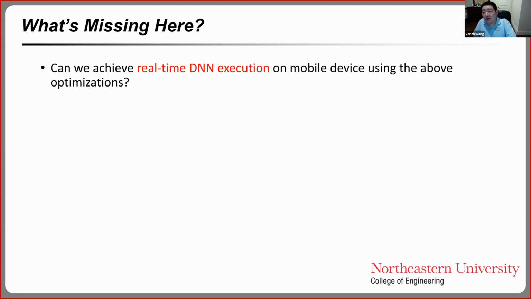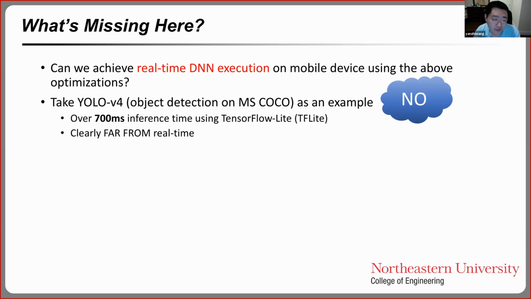Remember, our goal is to achieve real-time execution of all deep neural networks, all AI applications, using a mobile device. Then can we use this kind of optimization for mobile devices? Very difficult, because this relies on non-structured pruning, which is very difficult for parallelization, and quantization, which is difficult to implement on mobiles. So the answer here is no.